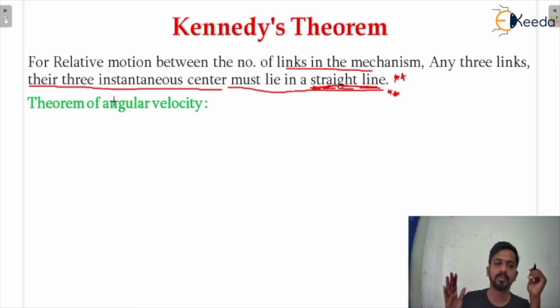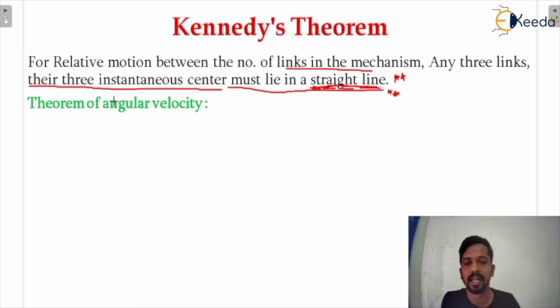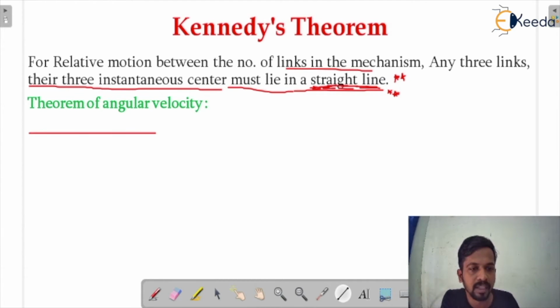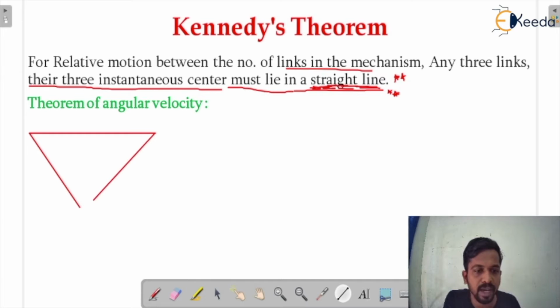So basically Kennedy's theorem says for the relative motions between the number of links in a mechanism, any 3 links, their 3 instantaneous centers must lie in a straight line. I will show you how this theorem is valid. Now I am going to draw a diagram so it would be easy for you to understand. For example, we are going to discuss the statement of Kennedy's theorem graphically.